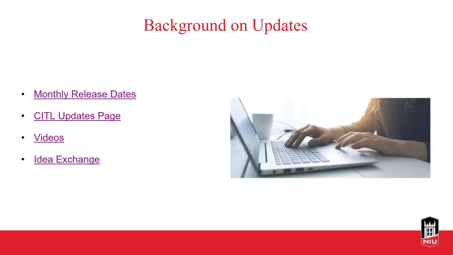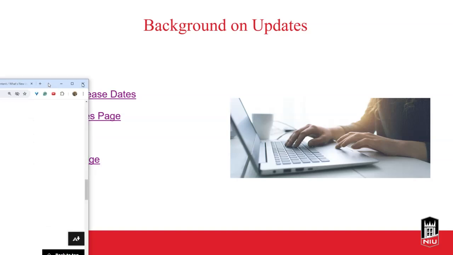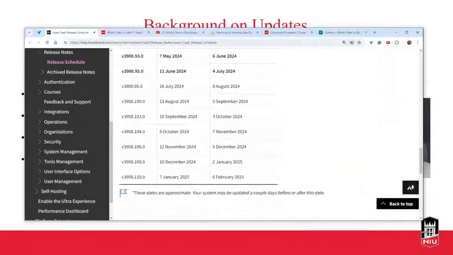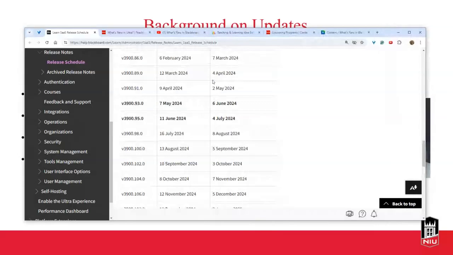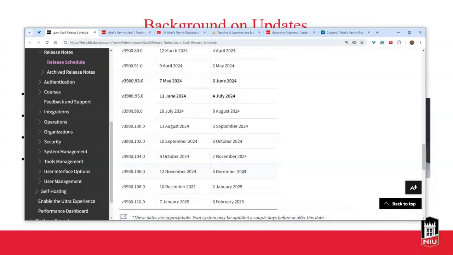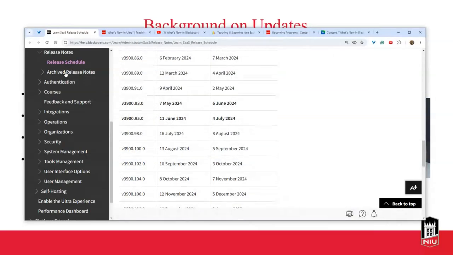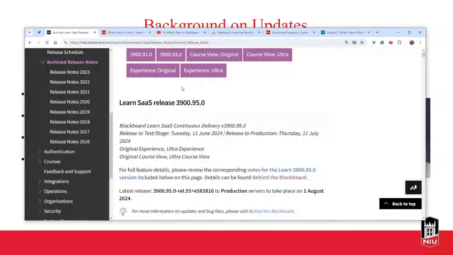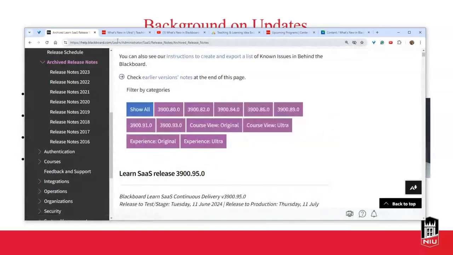I already clicked these links, and I will share these with you. So here are some of the resources that I will share out in the email following this presentation. The first one is just the release schedule. The next scheduled release is for the 5th of September, and then essentially the first Thursday of every month following that. You can also access the release notes here as well. Blackboard archives the release notes, which you can then go back and find any information on the previous releases here.